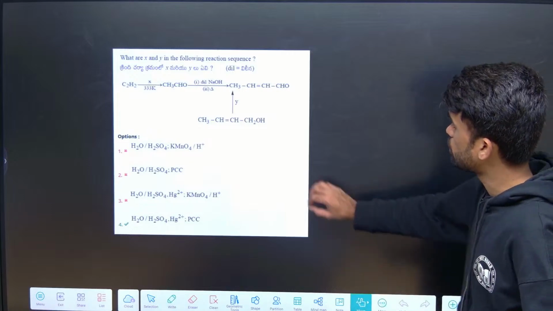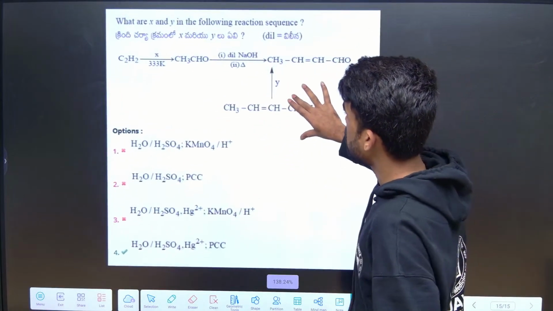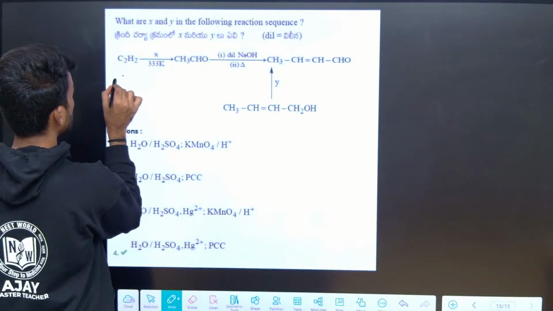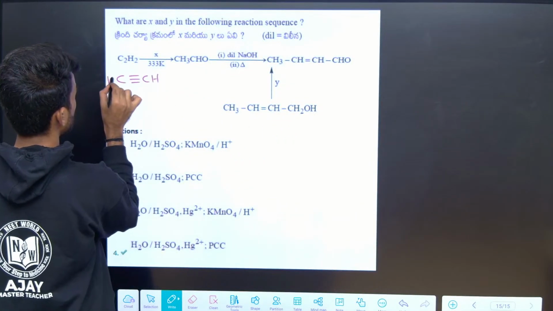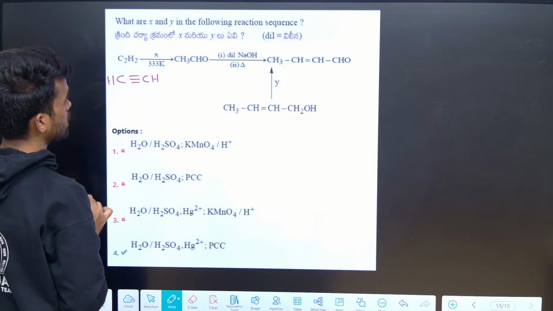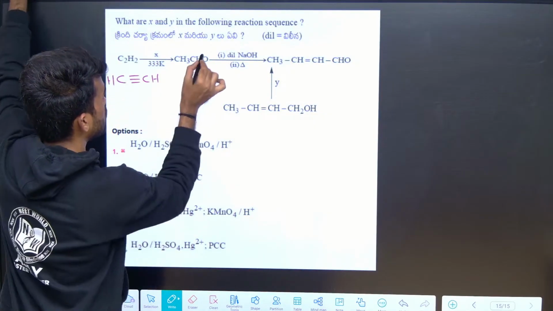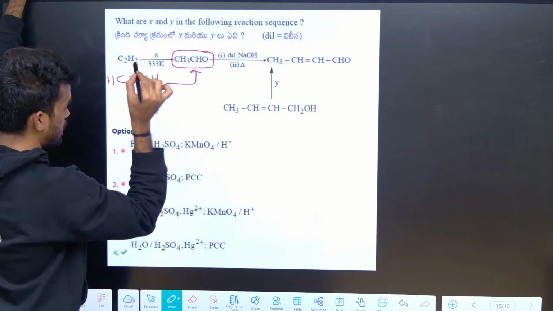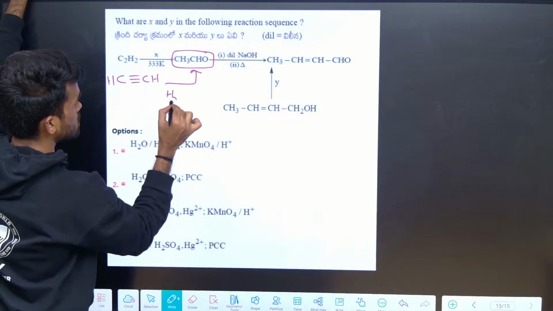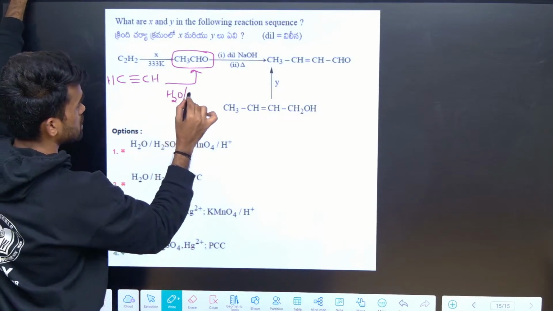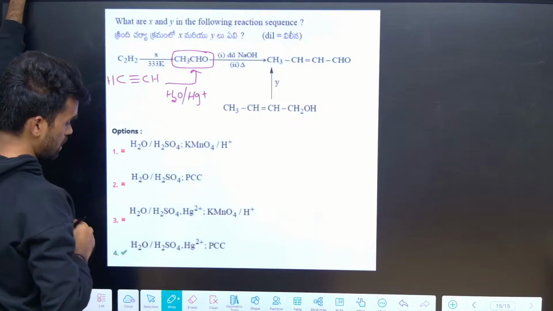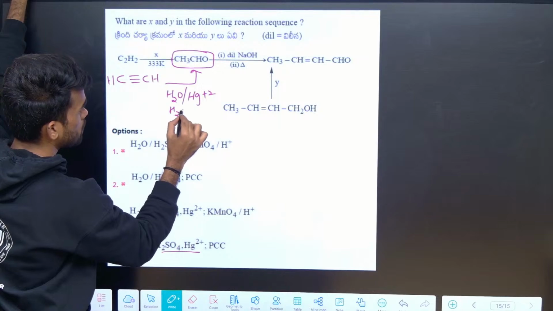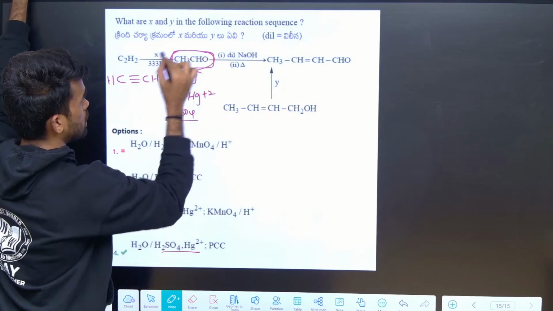This is one last question for you. We have C2H2. What is meant by C2H2? This is acetylene. Upon treating it with some reagent, we get acetaldehyde. To convert it we can use a hydrolysis process in the presence of a catalyst like HgSO4, that is Hg2+ in acidic medium. So we will get acetaldehyde as a product.